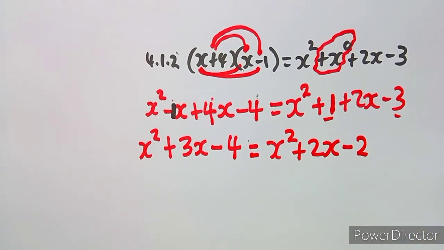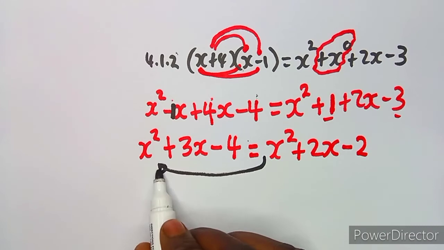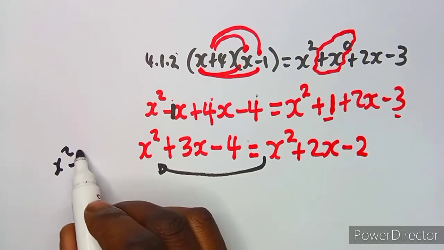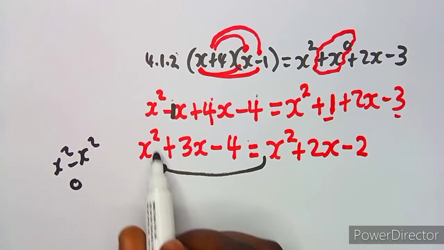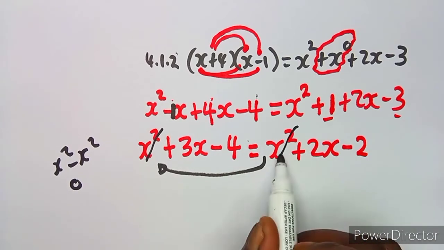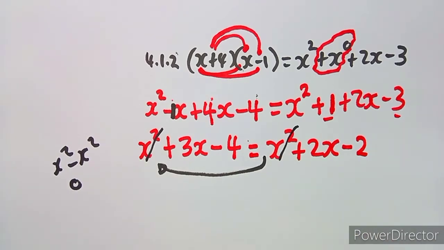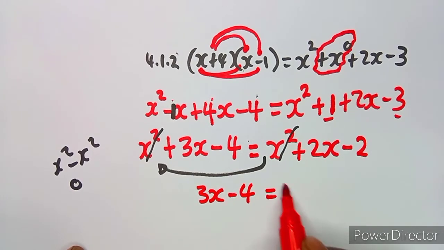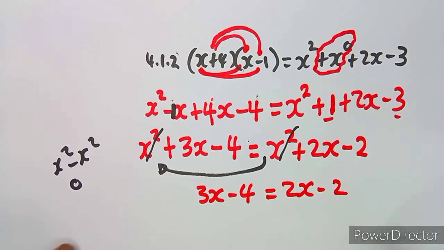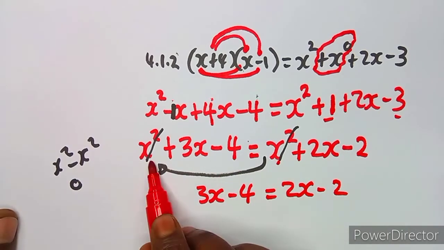So now you are solving the equations here. So I want you to see something. Transposing this to this side is going to be x squared minus x squared, which is a 0 there. So actually this is going to cancel. So which means you're just going to be remaining with 3x minus 4, which is equal to 2x minus 2, like this, because this is going to cancel.